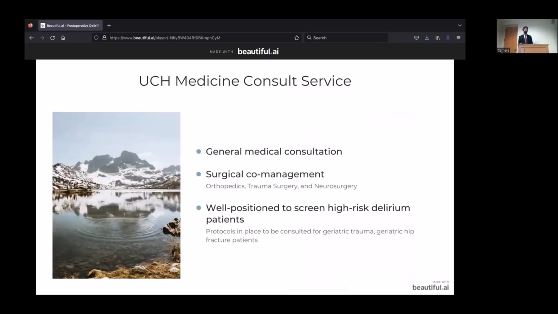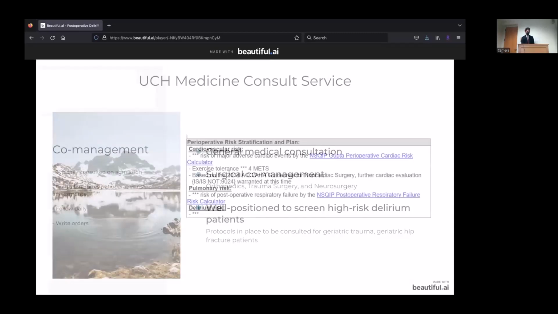At the medicine consult service at UCH, we do both traditional general medical consultation and also surgical co-management, and that's for orthopedics, trauma surgery, and the neurosurgery services. As a result, we're very well positioned to screen high-risk delirium patients. We're actually automatically consulted for geriatric trauma patients, as well as geriatric hip fracture patients. And typically, the surgical services will involve us for most of their elderly and medically complex patients.